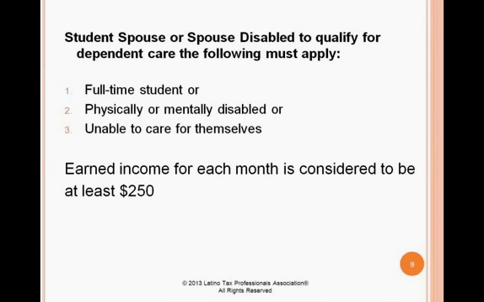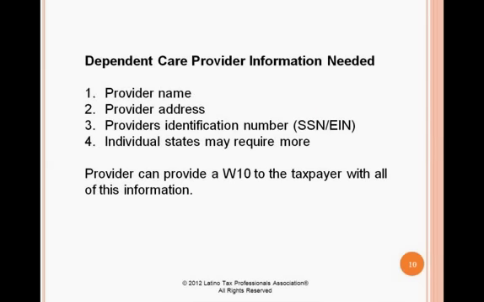Now, the spouse that is not working could be a full-time student. In that case, then they would still be able to qualify for the daycare. They can be a full-time student, or if they by chance are physically or mentally disabled or unable to care for themselves. The other issue is that earned income for each month is considered to be at least $250. So even if the spouse is not working a lot, maybe part-time, again, the bottom line, as long as it's at least $250 per month, that's enough to be able to qualify to take the dependent care credit.